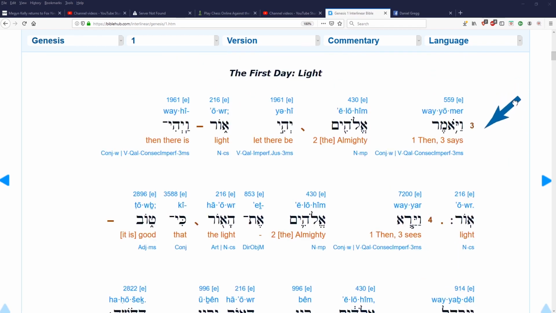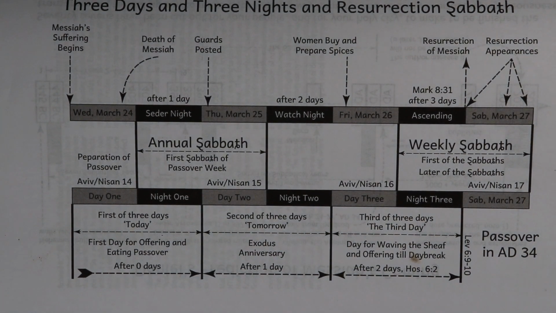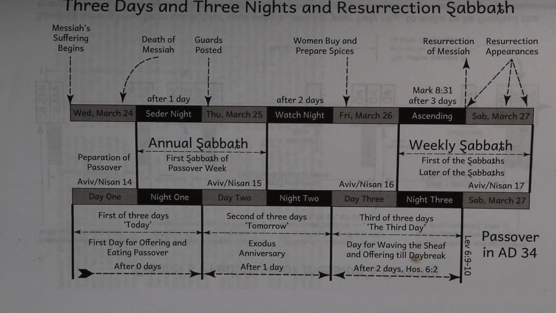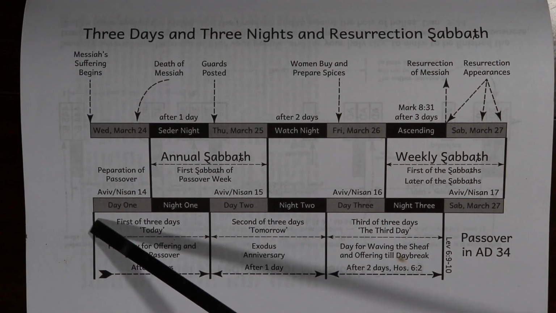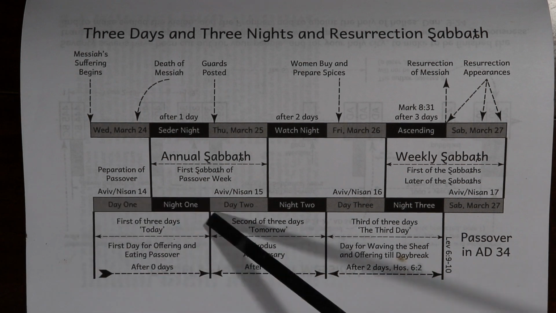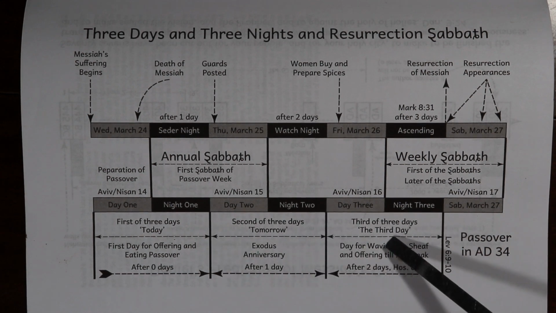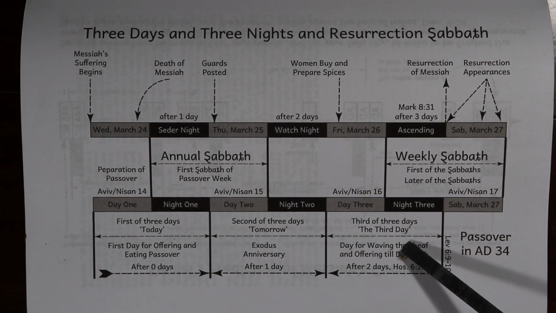This isn't the only scripture that supports the dawn-to-dawn day. There are many other scriptures. The reason that people do not see them is because their mind has been reprogrammed by the King James mistranslation. All right, in the back of the Good News and Messiah translation, I have a chart of the 3 days and 3 nights and Resurrection Sabbath. Dawn-to-dawn days, the first of the 3 days, today, dawn to dawn. The second of the 3 days, tomorrow, dawn to dawn. The third of the 3 days, the third day.